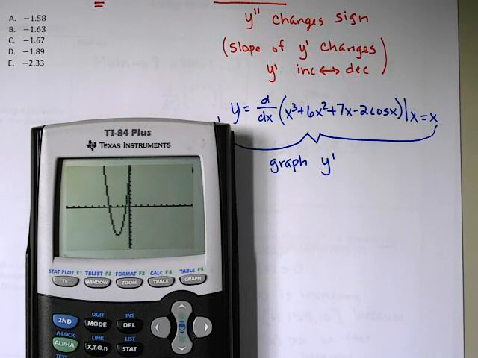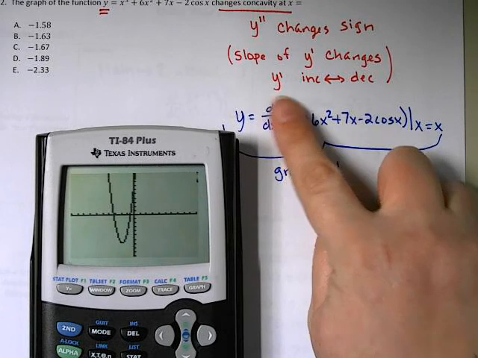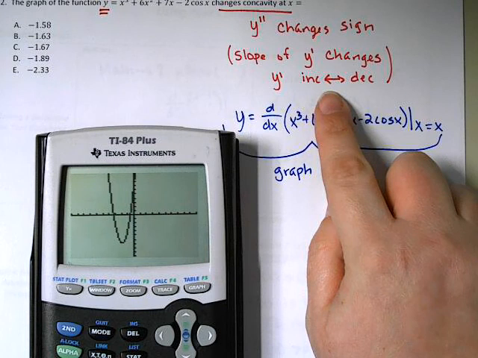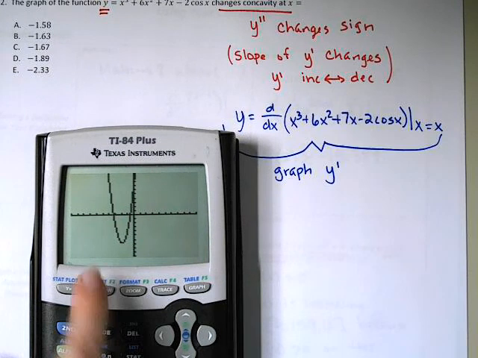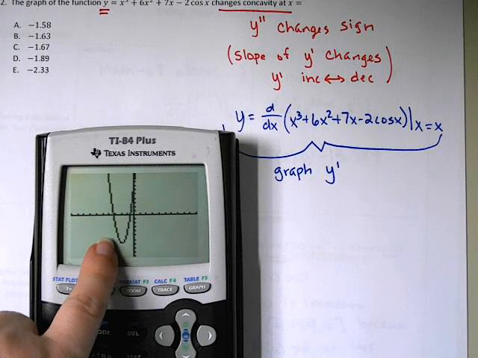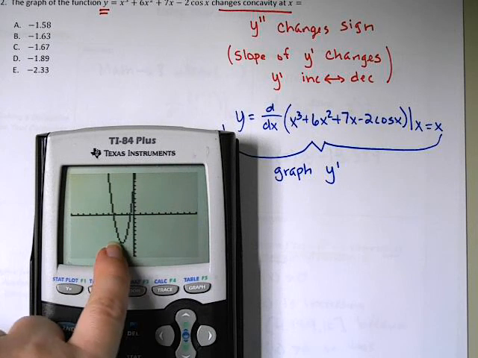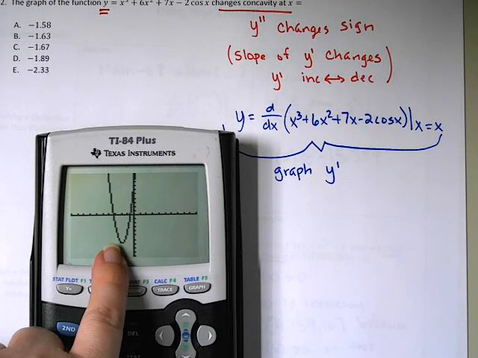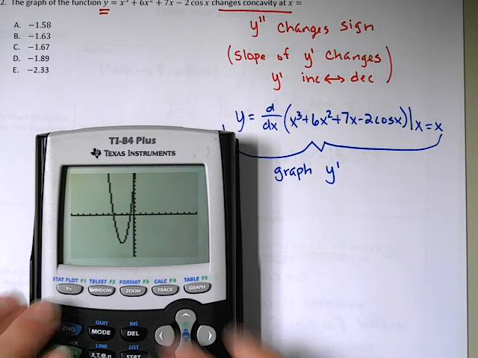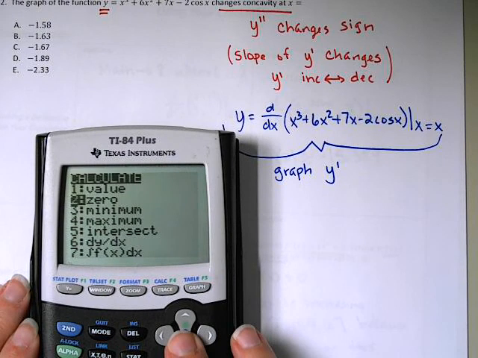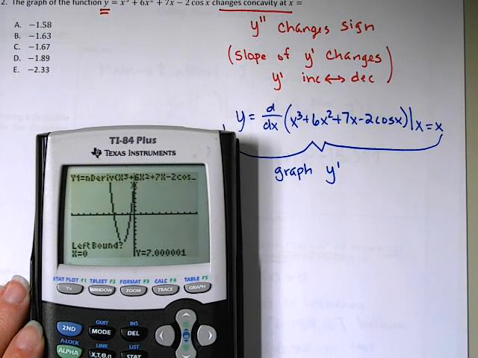So that is the graph of y prime. What we're looking for is where y prime changes from increasing to decreasing or decreasing to increasing. In other words, we're looking at this minimum value right here, because y prime was coming down, coming down, coming down, hit a low point, and then decided to start increasing. So we're going to find that minimum. You've probably done this also: second trace, and we're going to calculate the minimum, which is option number 3.